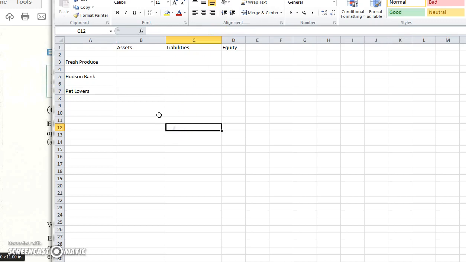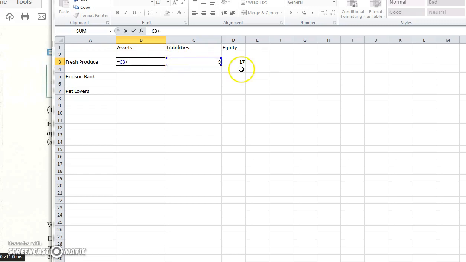There we are. So we're going to be using our formula, which is assets equals liabilities plus equity. I'm just going to type this in. So what figures have we been given for Fresh Produce? We are not given assets, we have to calculate it. But we're given 9 in liabilities and 17 for owner's equity. And we know the formula is assets equals liabilities plus owner's equity. So we can just do this plus that, and that gives us Fresh Produce's assets.